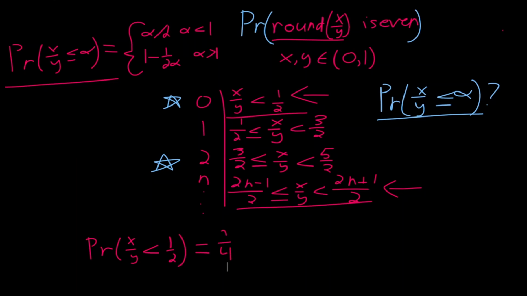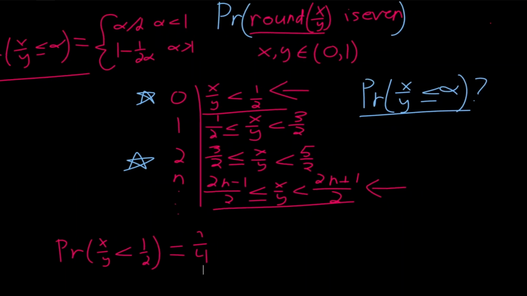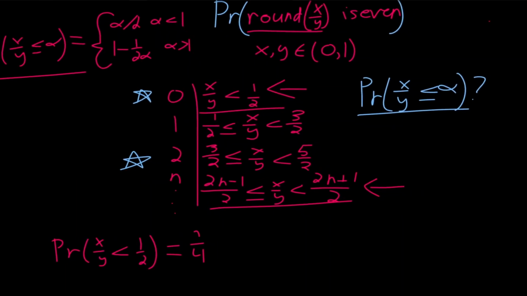Now, what about any even number? Because if you remember, if we want this round of x on y to be even, we need this n right here to also be even. And we can just check this quite quickly. For example, this 2 right here, if you plug in 2 here, we end up getting something in between 3/2 and 5/2. The only integer between 3/2 and 5/2 is indeed 2. Do that for 4, we end up getting 8 minus 1, 7 over 2, something in between 3.5 and 4.5. That right there is just 4.